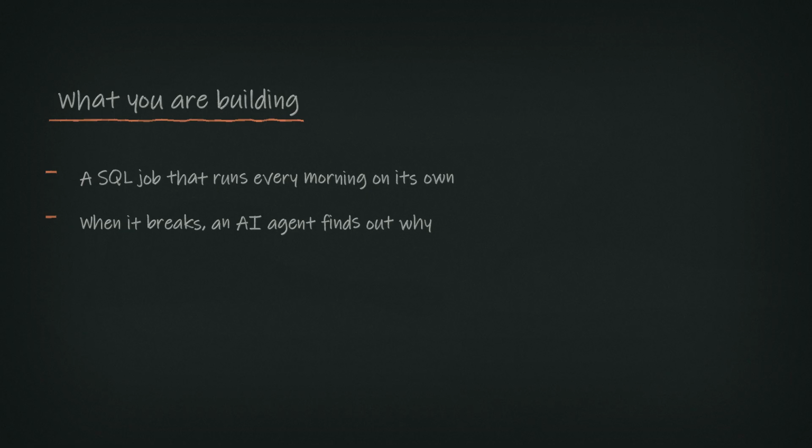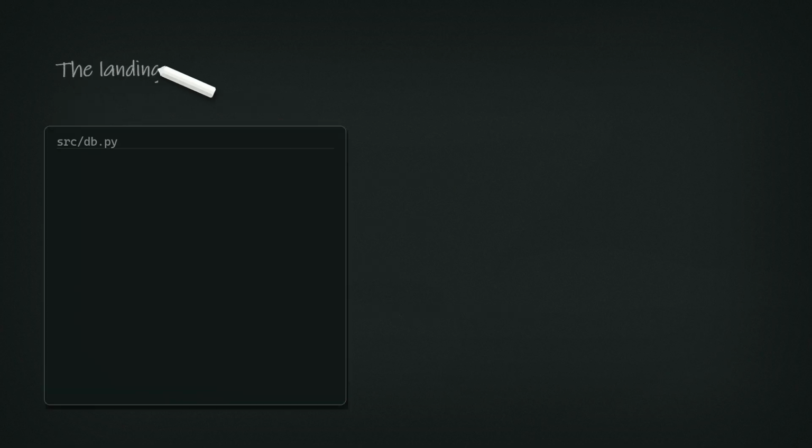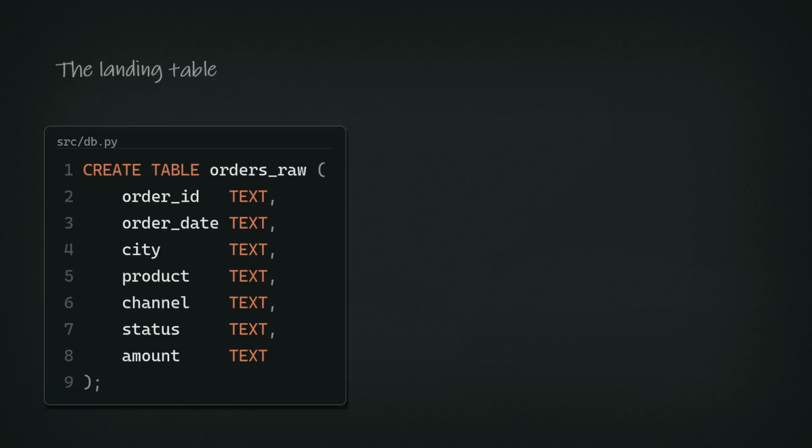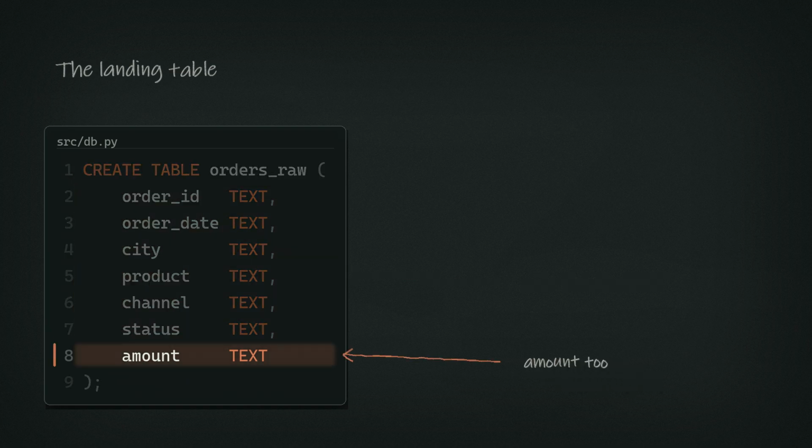Most SQL tutorials hand you one table with clean numbers already in it. Real data does not arrive clean, so this project has two tables instead of one. Here is the first one. It is called Orders Raw, and I want you to look at the column types. Every single one of them is text. The order ID is text, the date is text, and the amount, the thing that is obviously a number, is also text. That is not laziness.